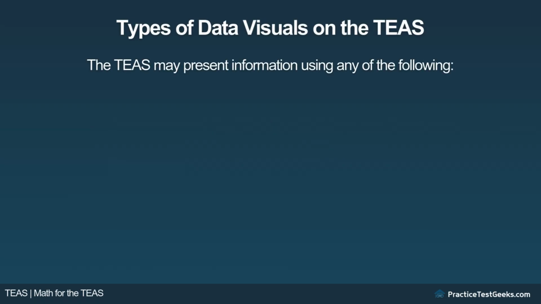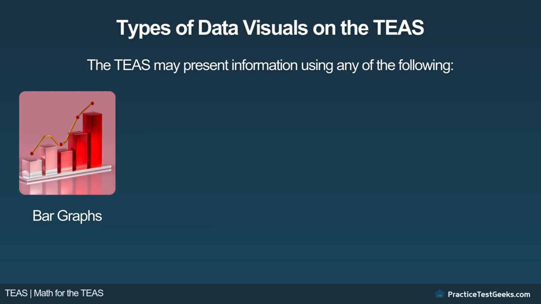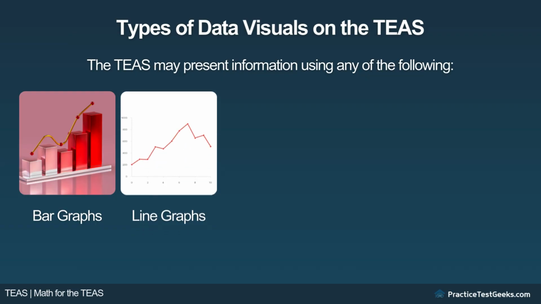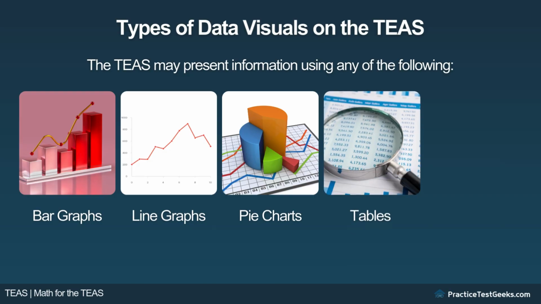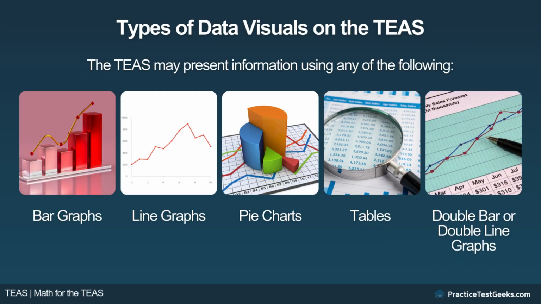On the test, you'll be asked to interpret different kinds of data visuals. Here are the main ones to know. Bar graphs are used to compare values across different groups. Line graphs show how something changes over time. Pie charts break down parts of a whole, showing percentages. Tables organize numbers or text into rows and columns for quick reference. And double bar or double line graphs help you compare two sets of data side by side.